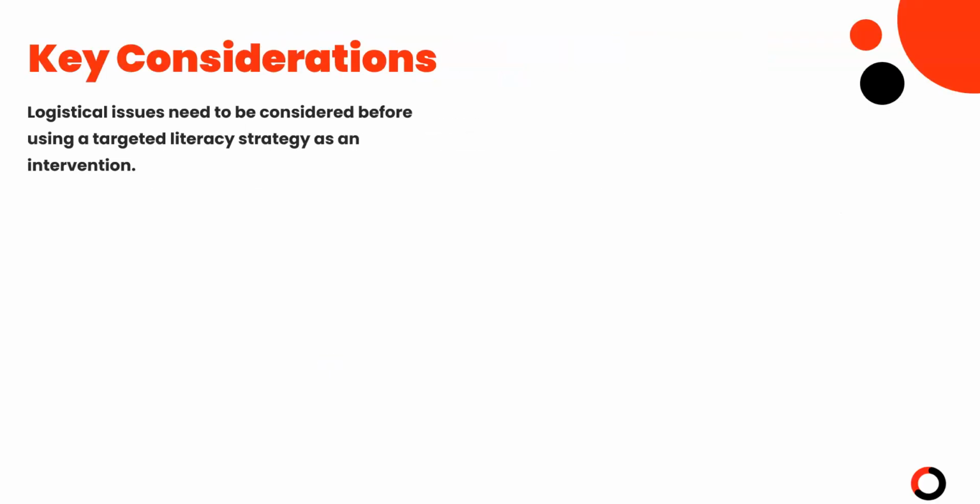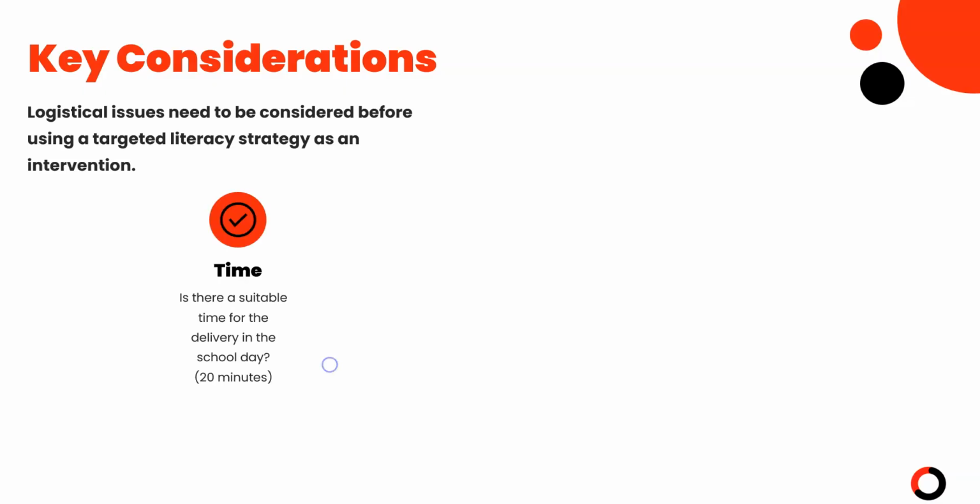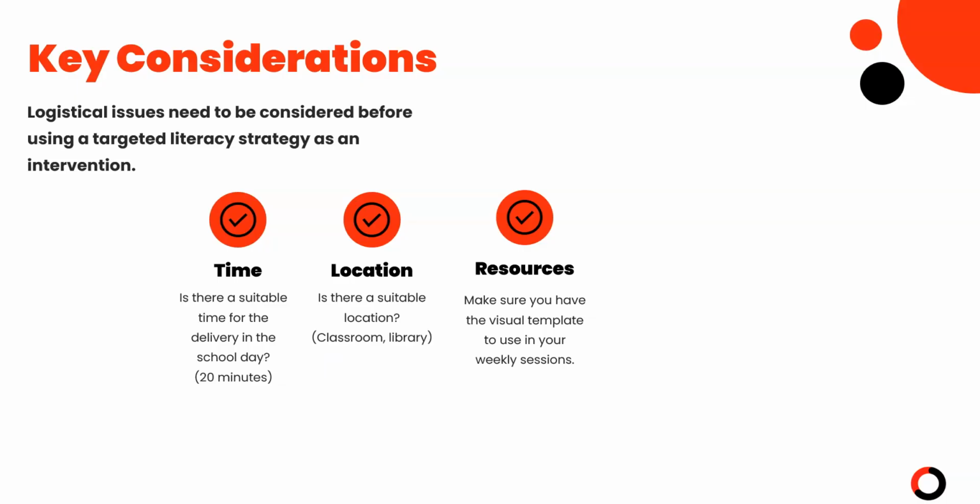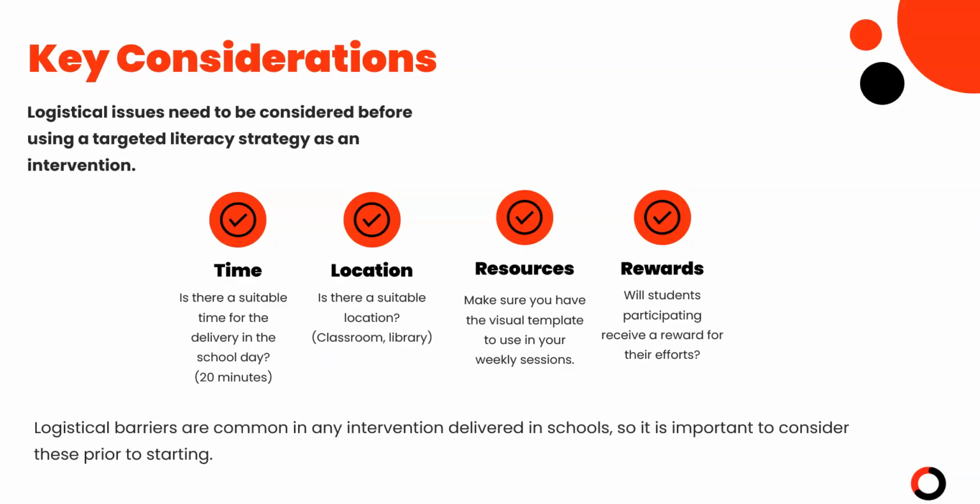And then finally, moving on to some key considerations. Logistical issues need to be considered before using a targeted literacy strategy as an intervention. Is there a suitable time of the day for the delivery? Is there a suitable location? The resources, have they been downloaded and printed if you're using them? And then will you link this to any rewards for participating students in the group? Logistical barriers are common in any intervention delivered in schools, so it's important to consider these prior to starting.